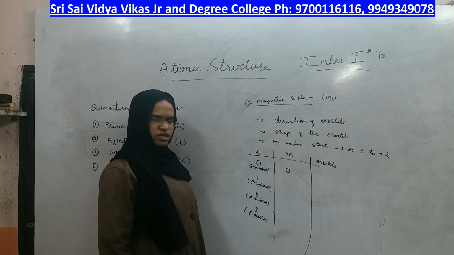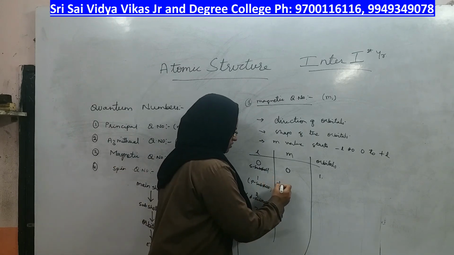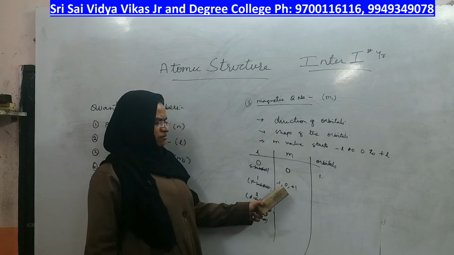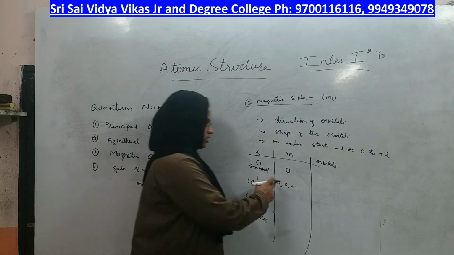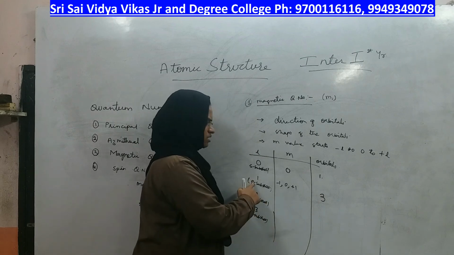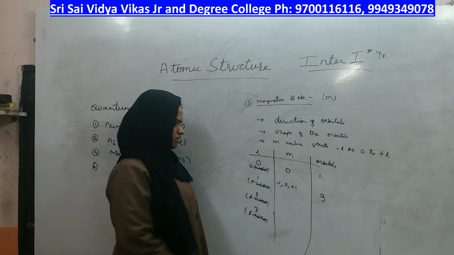The second subshell is P. The P subshell values start from minus 1, 0, plus 1. Total how many m values, starting from minus L till plus L? Total 1, 2, 3. How many orbitals are there inside the P subshell? There are 3 orbitals inside the P subshell.